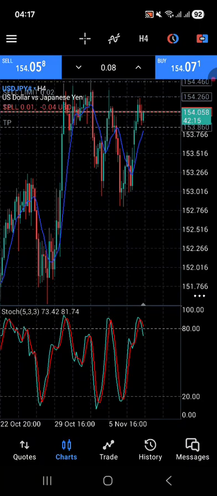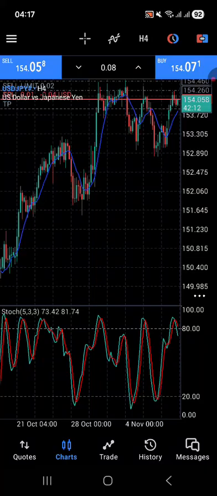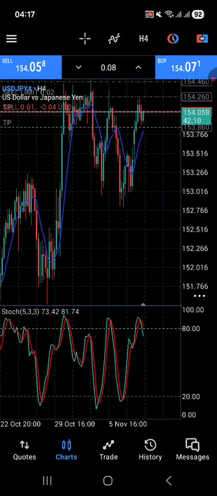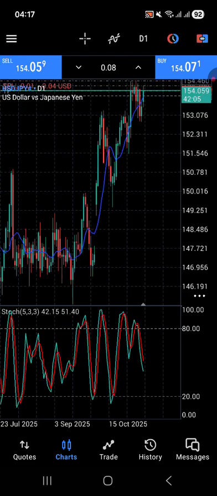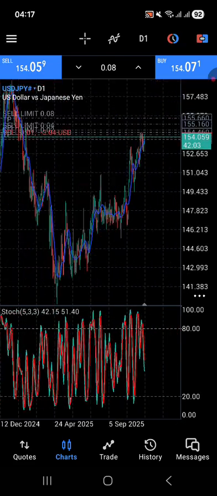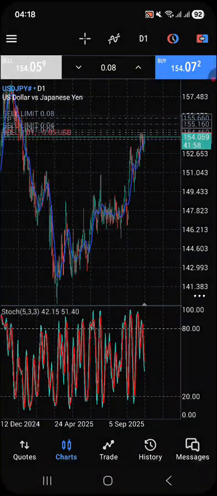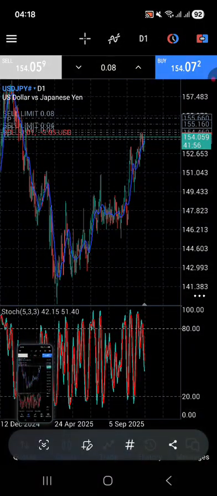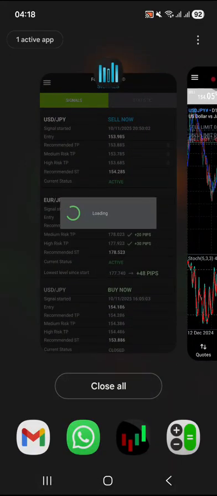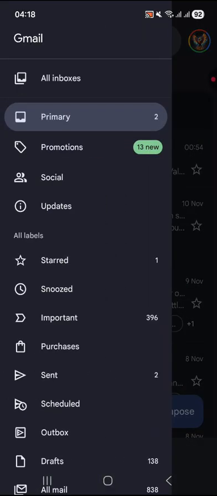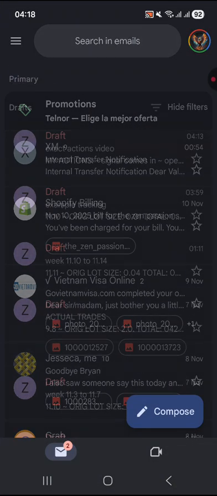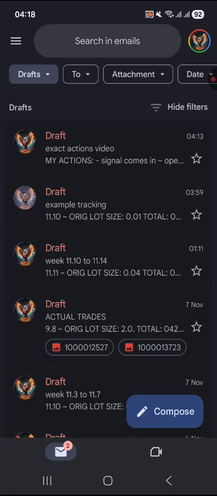There's the 4-hour chart. And then I can't see the hedge levels, so I'll go to the 1-day chart. I still can't see them. Sometimes you got to zoom out. I'll take a screenshot of that one too. And then I go into my trade tracking. So I go into my tracking here. Drafts. I have a draft email. Oh, example tracking. There we go.